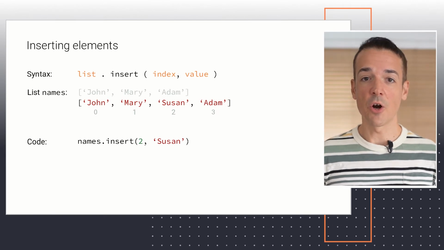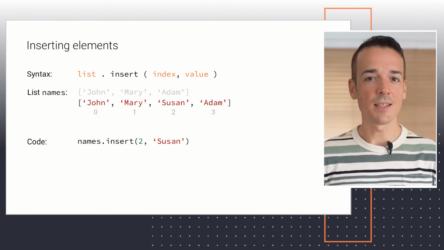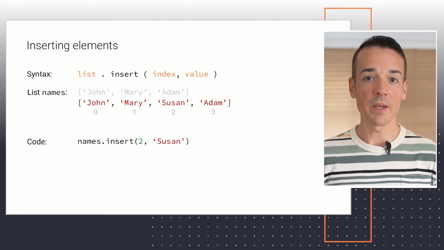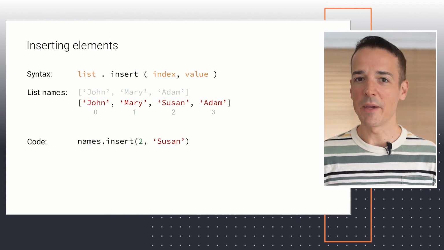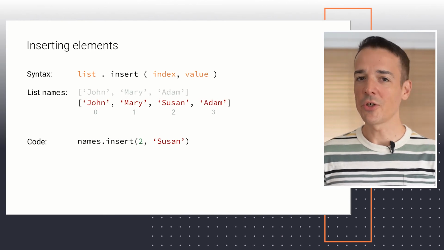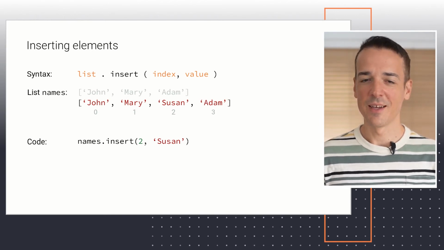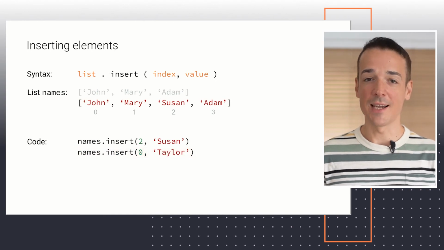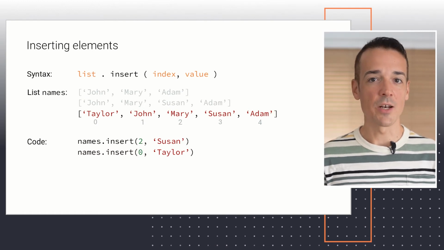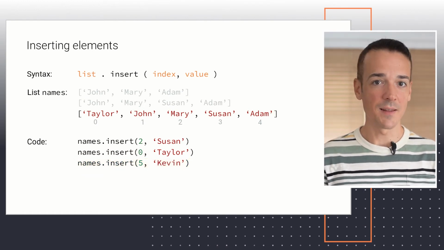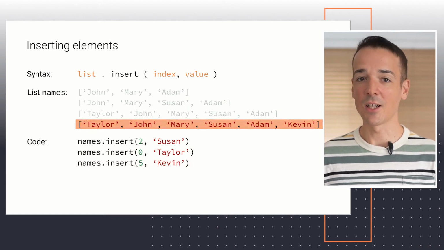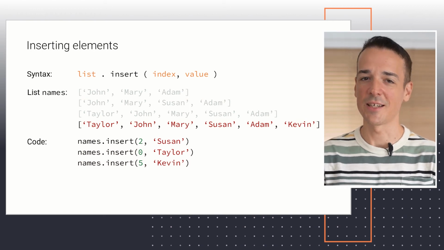Possible valid values for argument index range from 0 to a value that's exactly equal to the number of elements in the list. In the latter case, the new element would be inserted at the end of the list, mimicking the behavior of the append method studied earlier. Let's try a couple of additional insertions using these 2 corner cases. If we run insert with arguments 0 and Taylor, the resulting list includes Taylor as its first element. Now let's run insert with an index equal to the number of elements in the list, which is 5 at this time, and name Kevin. The resulting list includes Kevin as its last element, as you can see here.